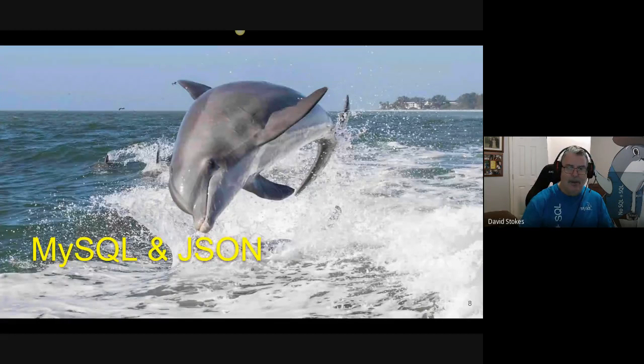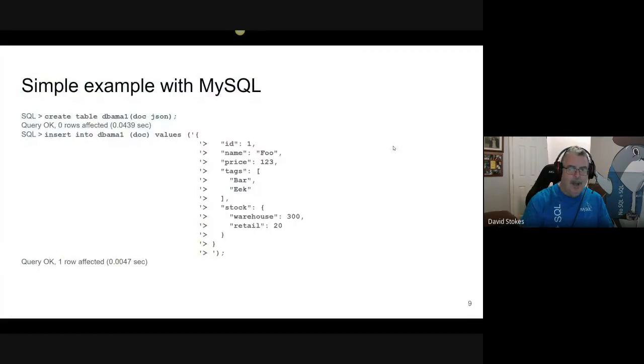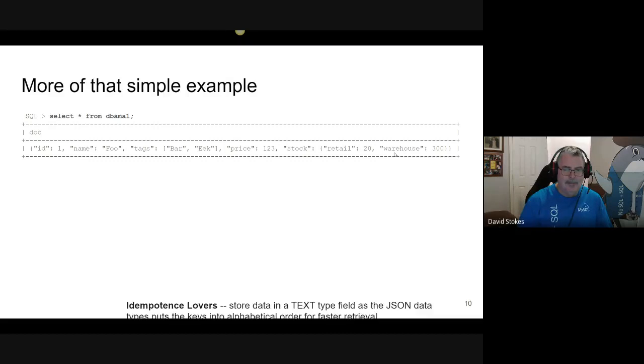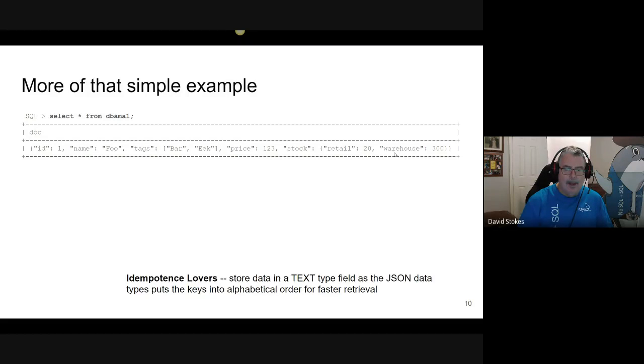So MySQL and JSON. Here's a simple example. I created a very overly simple table. Create table DBAMA1 has a column named doc of type JSON. Inserted that information you saw earlier, and there it is. Now, if I run a select command on that, it's out there. By the way, if you love idempotence, which means the thing comes back to you the same way you put it in the database, store it in a text type field.